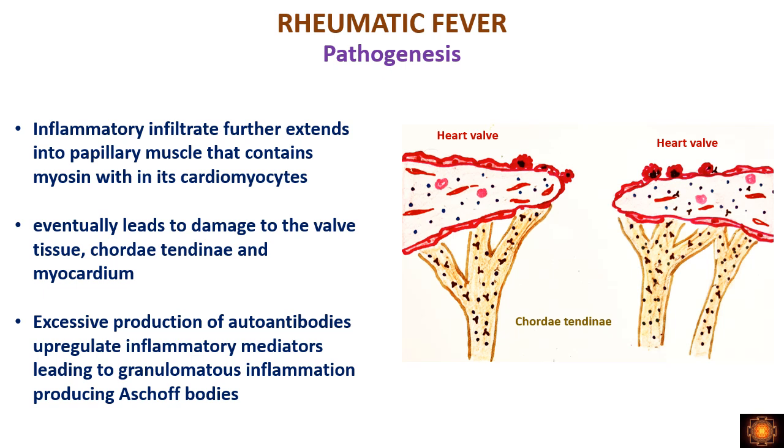Now, the inflammatory process initially destroys the valvular tissue. Later on, this inflammatory infiltrate further extends into the papillary muscles, which contain the myosin within their cardiomyocytes. So we have the papillary muscles and chordae tendineae, which even have the cardiomyocytes. So the inflammatory infiltrate further extends into this, causing destruction of the chordae tendineae, and also even the adjacent myocardium, because that also has the myosin and the troponin.